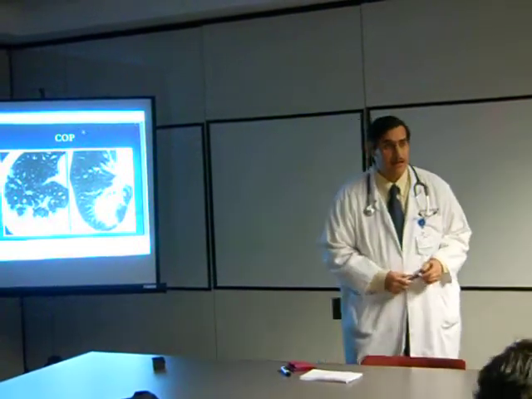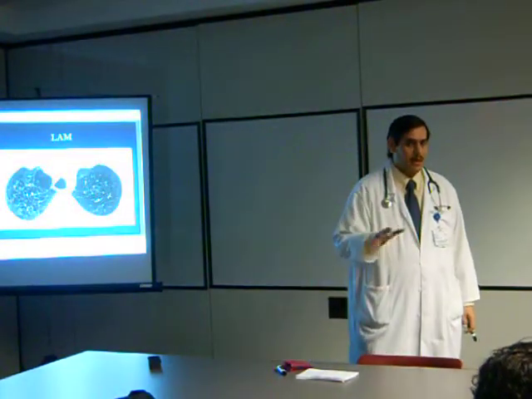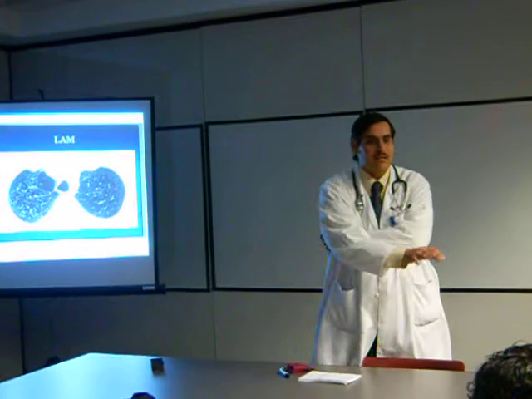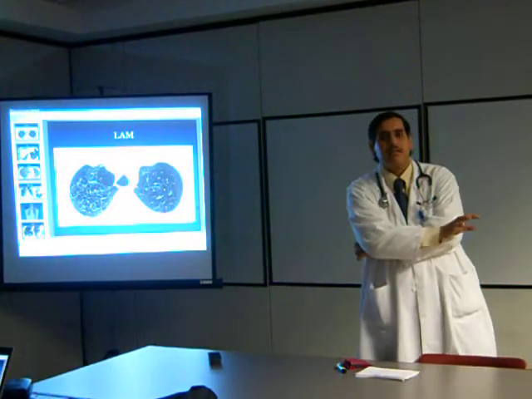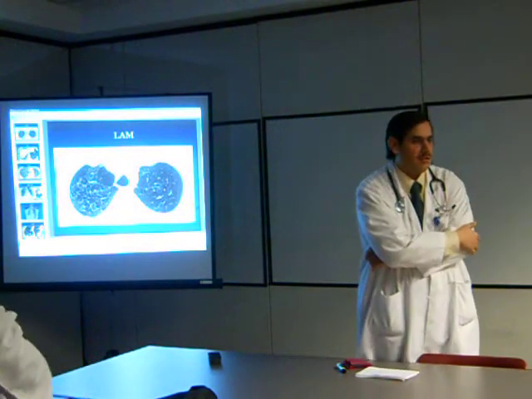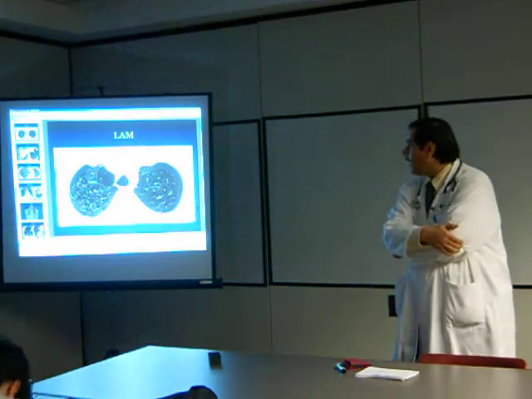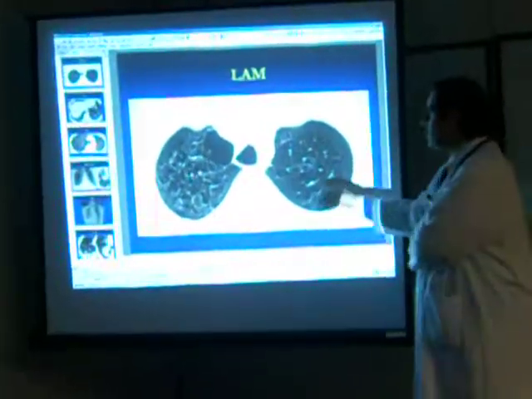What else? LAM, lymphangioleiomyomatosis, and histiocytosis are kind of similar diseases. LAM is exclusively seen in females of childbearing age. They present with recurrent pneumothoraces because they have diffuse cystic changes on their CAT scan. This is not a great one, but you can probably see diffuse cystic changes on the CAT scan. So when these cysts rupture, they present with pneumothorax. They're young females again.